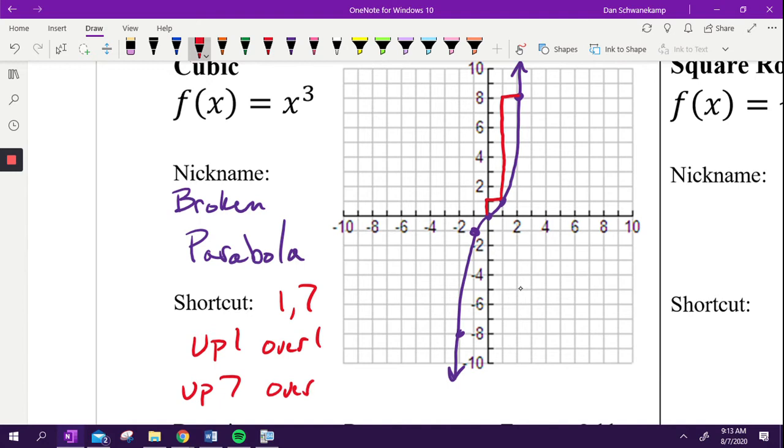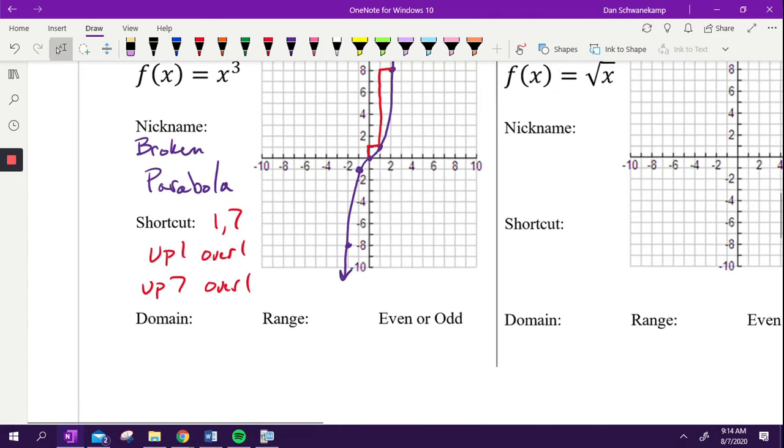Show me with your fingers. Even, odd, or neither. Yeah, you can just hold up the number 1 if you want, but it's odd. It has origin symmetry. If I were to take this graph and flip it up and over, it would match up. Questions on that one?